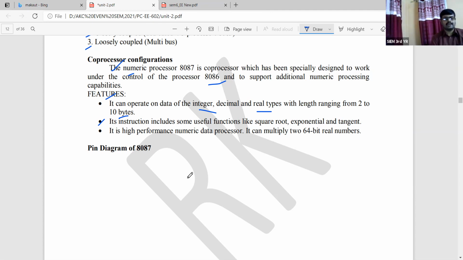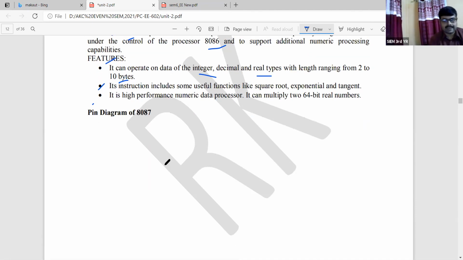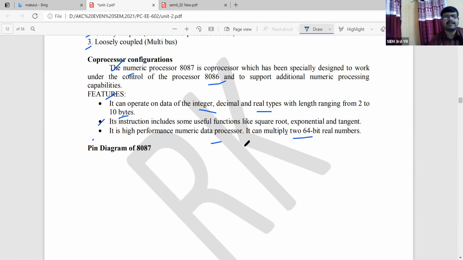Point number 2, if you see, is that its instruction set includes some useful functions. What are the useful functions? Square root function, exponential function, tangent function. And the next one, point number 3, is that it is a high performance numeric data processor. It can multiply 64-bit real numbers using this particular numeric data processor. So for the co-processor configuration, three individual points we have already highlighted.